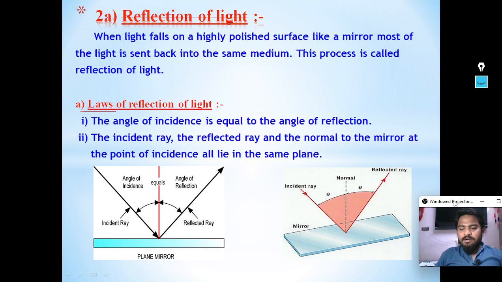So let us see. The second law is that the incident ray, the reflected ray, and the normal to the mirror at the point of incidence all lie in the same plane. So what does it mean? If you observe carefully, if I say there are three pens, right? There are three pens, right? So if I say these three objects are in the same plane, it means if you see them from a particular view, for example, if you see them in a particular view like this.